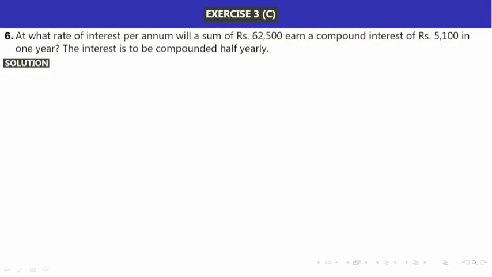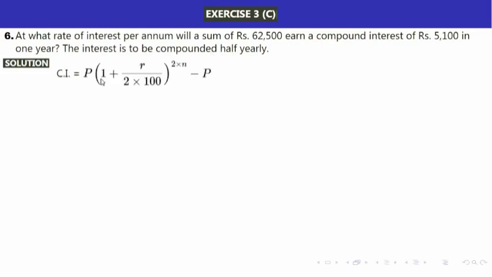The first question for the day is question number 6, which says: at what rate of interest per annum will a sum of rupees 62,500 earn a compound interest of rupees 5,100 in 1 year? The interest is to be compounded half yearly.